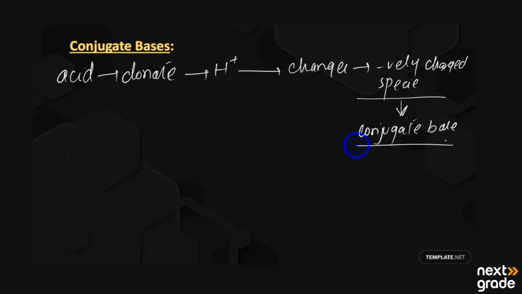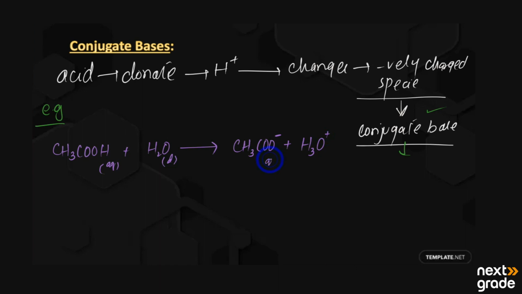Why is it called a conjugate base? The reason behind the property of the conjugate base will be clear from the example. For example, we have acetic acid, CH3COOH, in aqueous solution. Next we have its reaction with water, H2O as a liquid. After the reaction we see the two products, CH3COO negative plus H3O positive. So these are also produced in the aqueous solution.